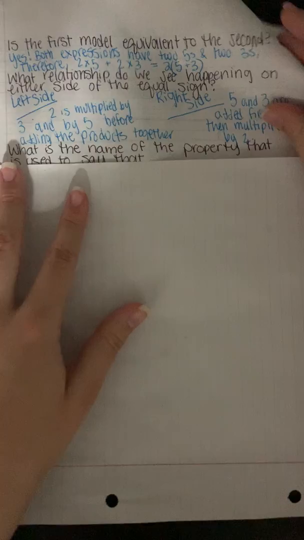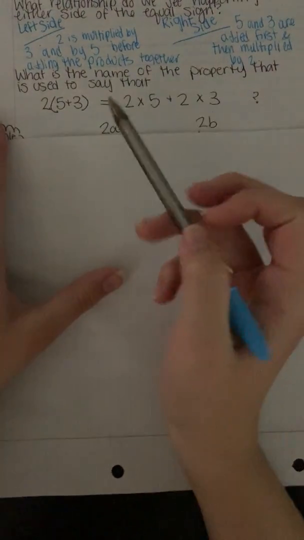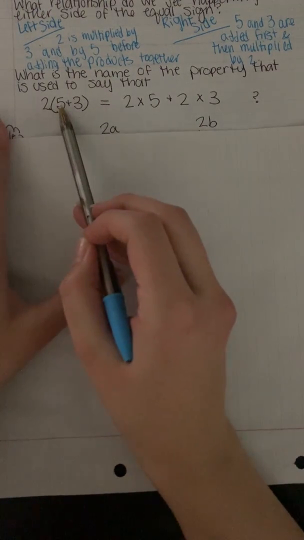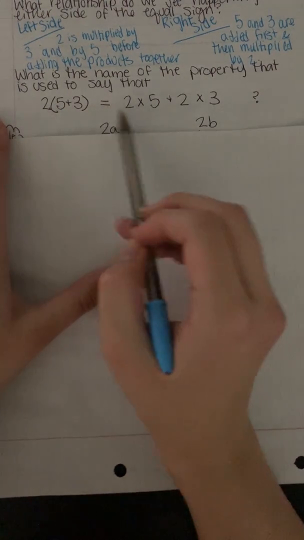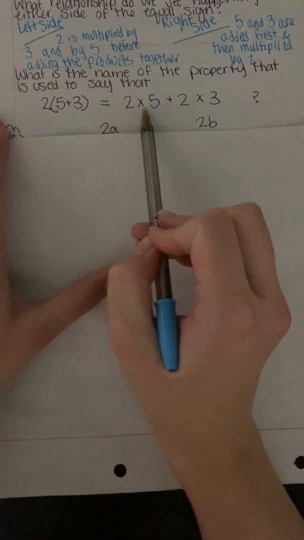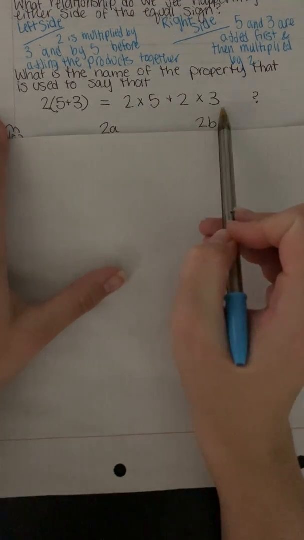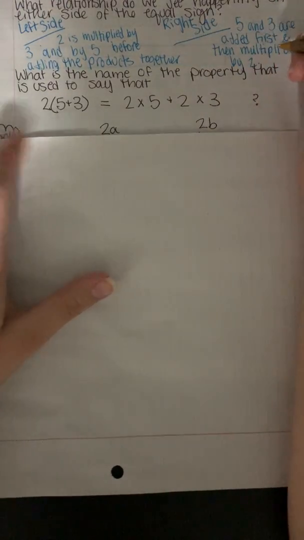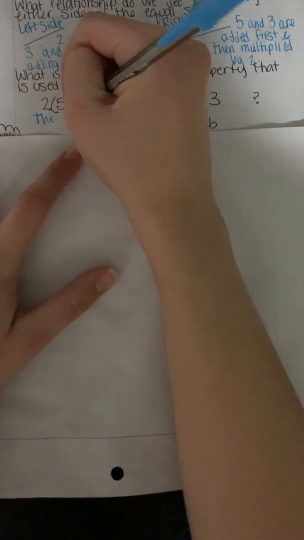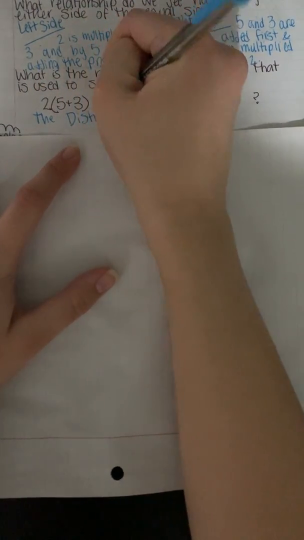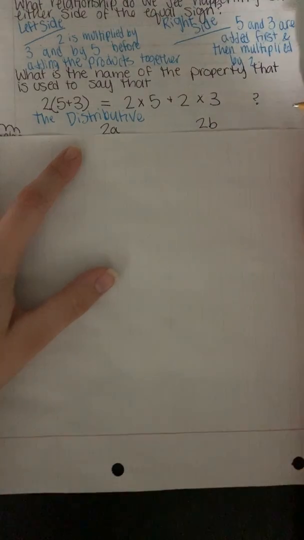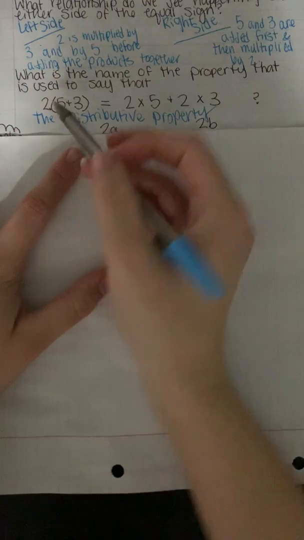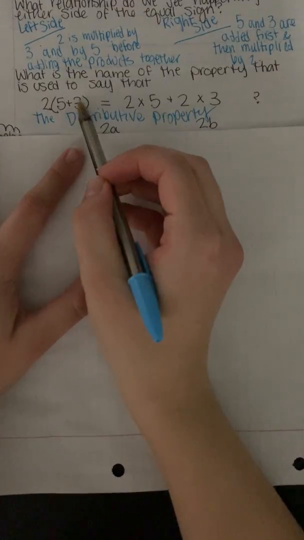We're gonna keep going here. What's the name of the property that is used to say this idea? 2 times the sum of 5 plus 3 is equal to 2 times 5 plus 2 times 3. Hopefully you remembered from our objective. That is called the distributive property. That tells us that we distribute the 2 that's on the outside to everything inside the parentheses.